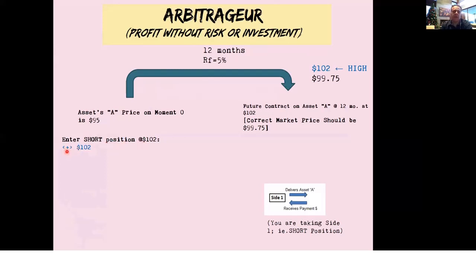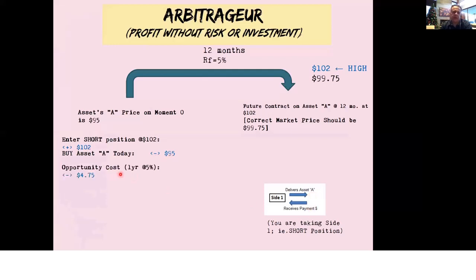That will mean that at the expiration, he will receive $102 because the short position receives the payment. However, he will have to deliver asset A at contract expiration. So he better have it, and he will buy it today. Let's assume that the price today is 95. So that's an outflow. You will have to pay 95 today to get that asset.